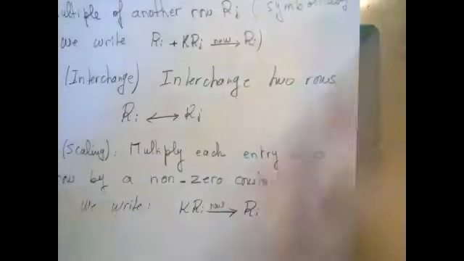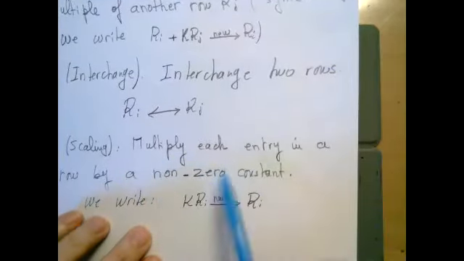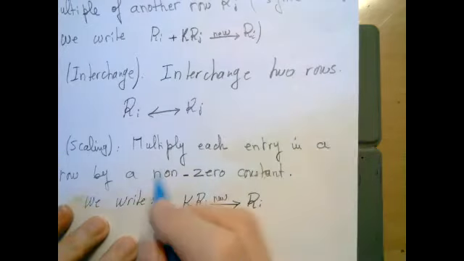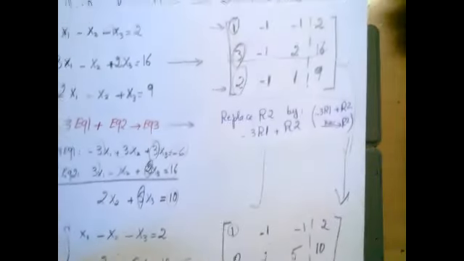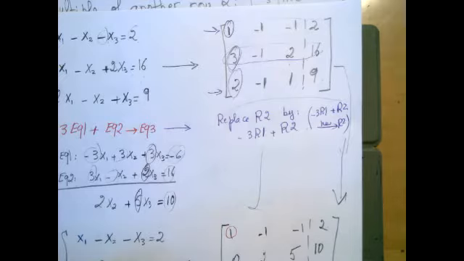So in the scaling part, why do I say we have to multiply each entry in a row by a non-zero constant? Why did I put non-zero constant? Because what happens if I multiply a row by a zero constant? How will this affect the system? Anybody? What will happen if I multiply a row by a zero?